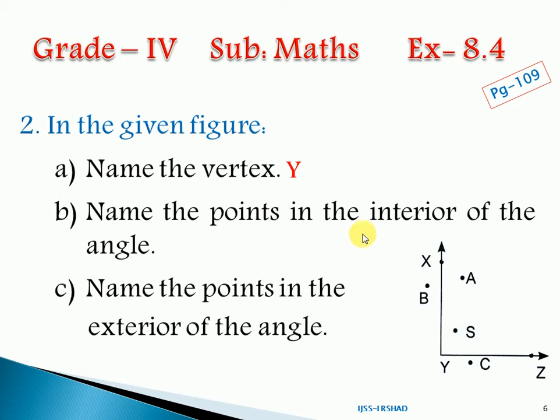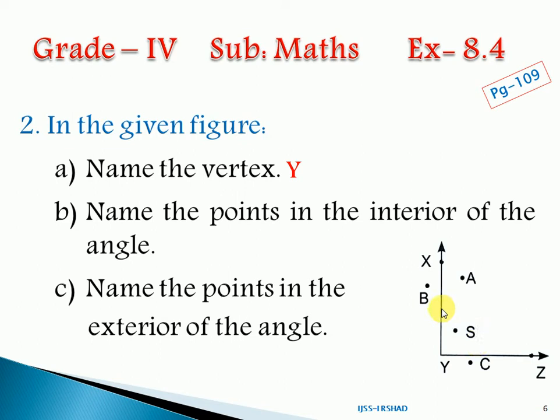Now name the points in the interior of the angle. Let me explain what we mean by interior of the angle and exterior of the angle. Here you can see two arms, XY, meaning YX, and YZ. All the points which will enclose the arc, which will come in between these two arms, will be taken as the interior of the angle, and what will come outside these two arms, this side, will be taken as exterior of the angle.